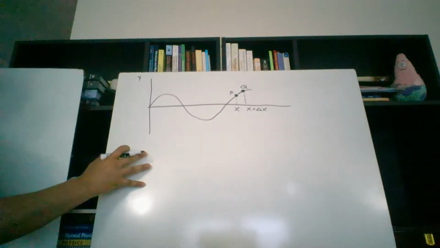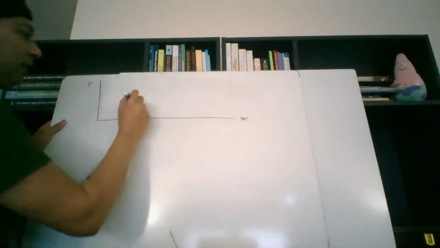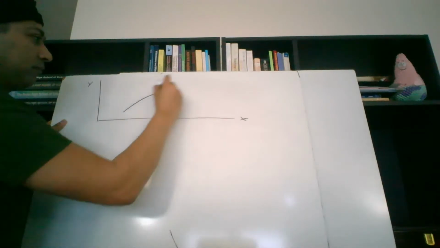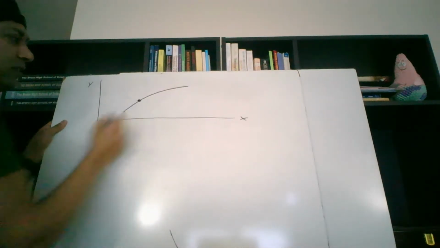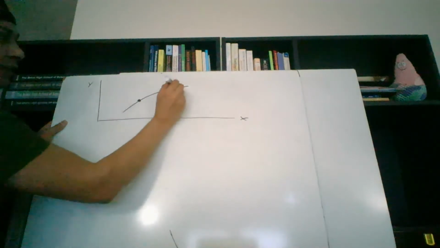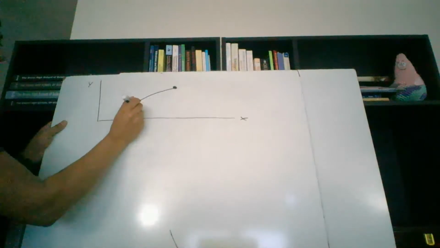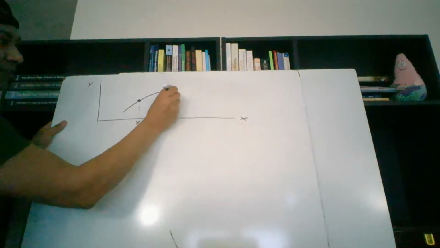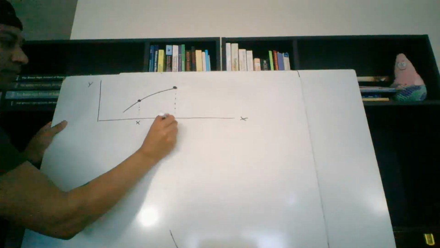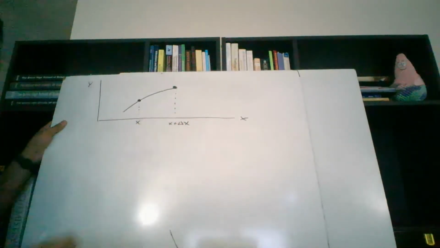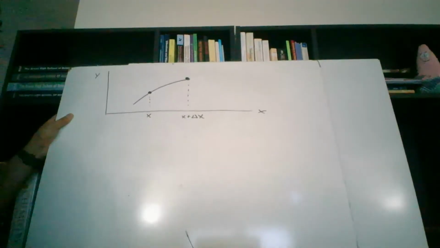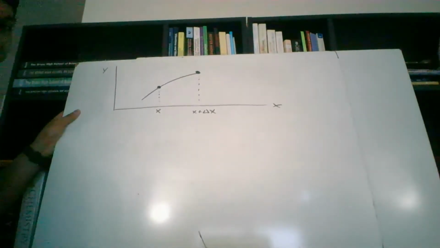And so if I zoom into that, let's see here. So this was my Y coordinate. This was my X coordinate. And I'm going to zoom in to those two points. So we have point P here, and we have point Q there. So this value was X, and this value was X plus delta X. All right, so that's what we're interested in.